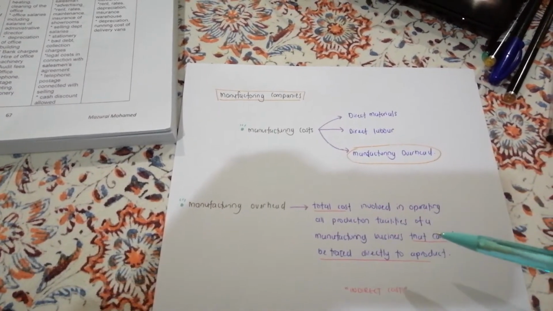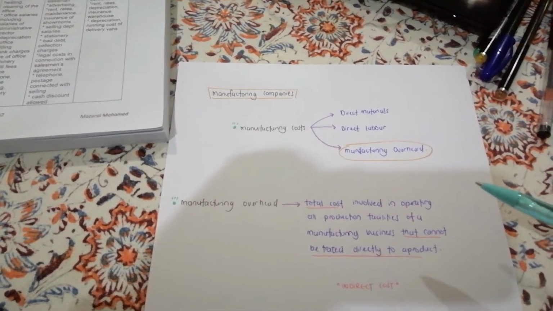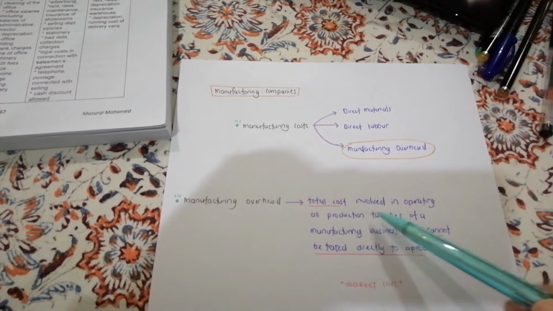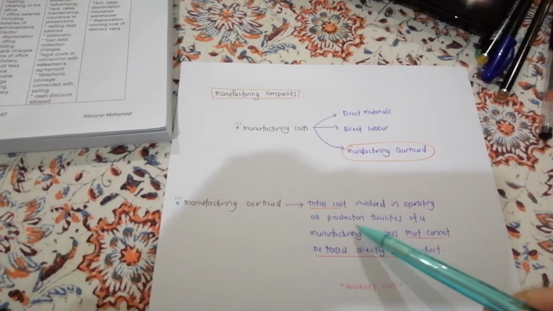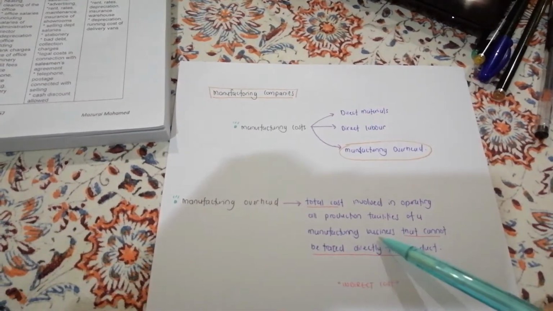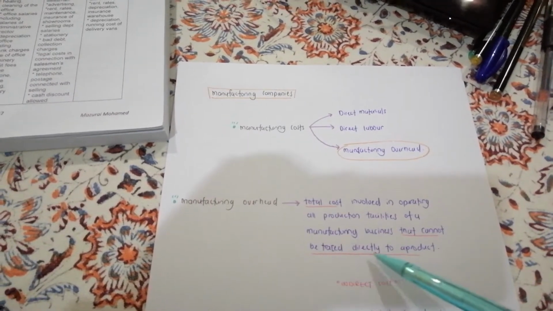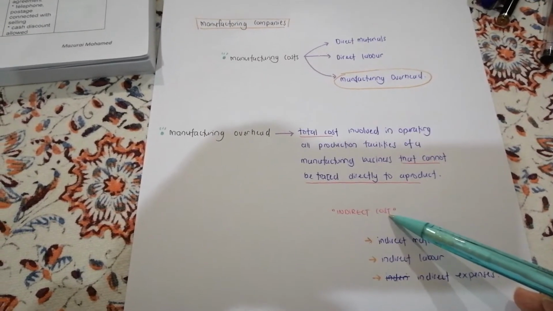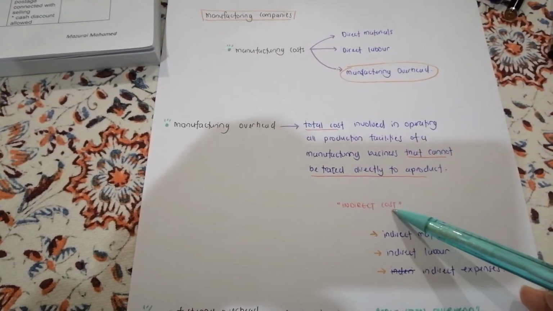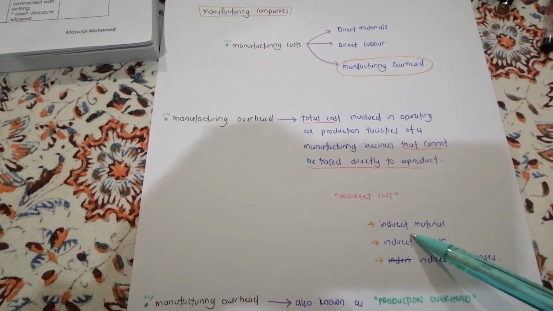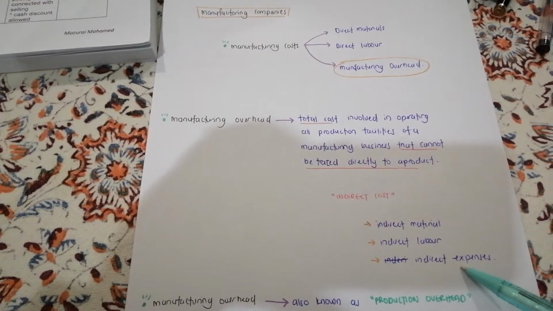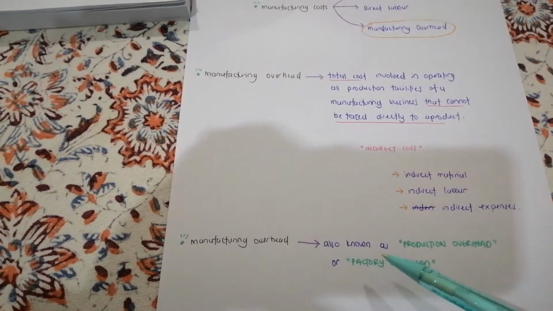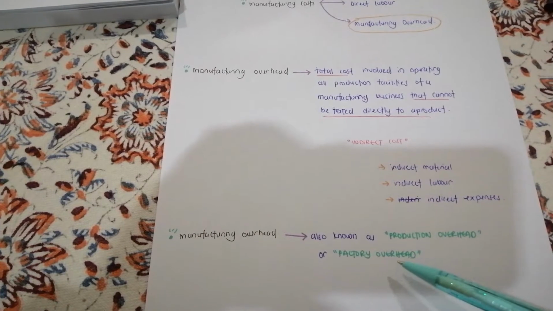There are many ways to define manufacturing overheads. Here, it refers to the total cost involved in operating all production facilities of a manufacturing business that cannot be traced directly to a product. In other words, it refers to all indirect costs. For examples, we have indirect materials, indirect labor, and also indirect expenses.